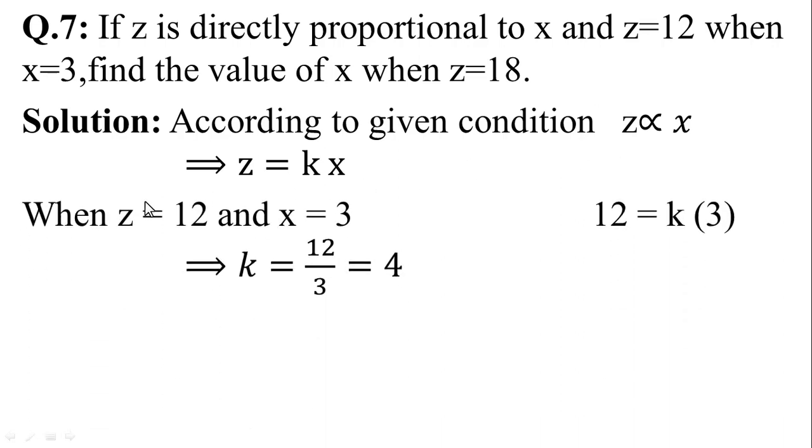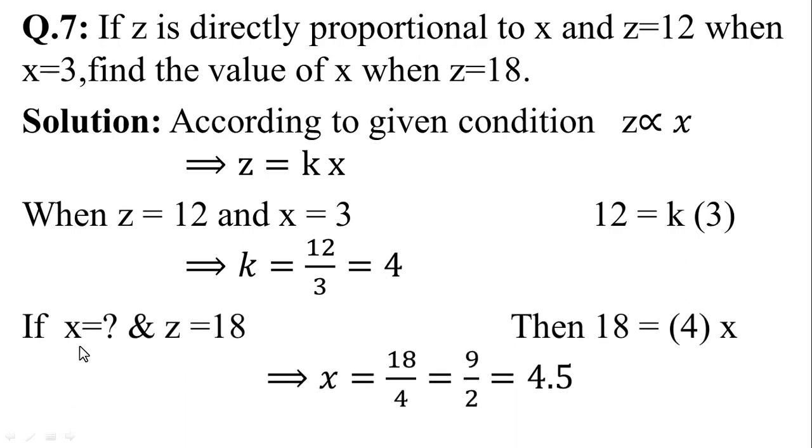Then we have z is equal to 12 and x is equal to 3. In this relation, we can see that z is equal to 12 and x is equal to 3. Putting the values, then 12 is equal to k into 3. 3 is divided on the other side. This implies that k is equal to 12 upon 3. Simplify this relation. 3 ones are 3 and 3 fours are 12. The value of k is 4.